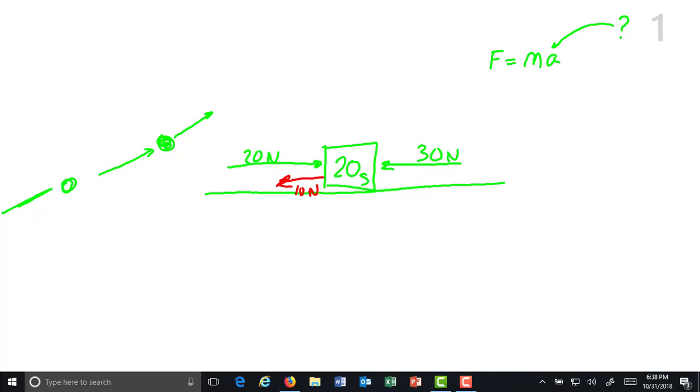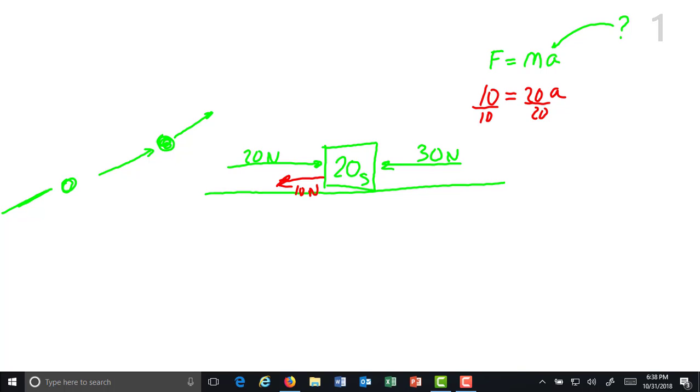So, what's the resultant force? It's right there. 10. So guess what? Now we can put in the 10. Now what's the mass? I have it written right there. 20 grams. And I want you to solve for A. Well, that shouldn't be hard. How do we get the A by itself? Subtract? No. No. That's deadly. Yes, this is multiply.